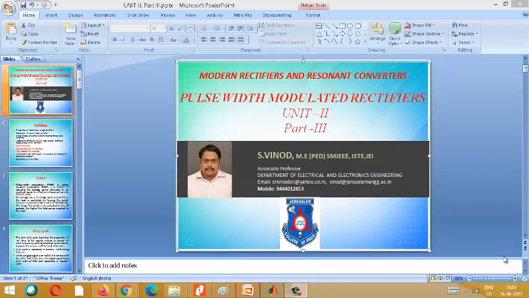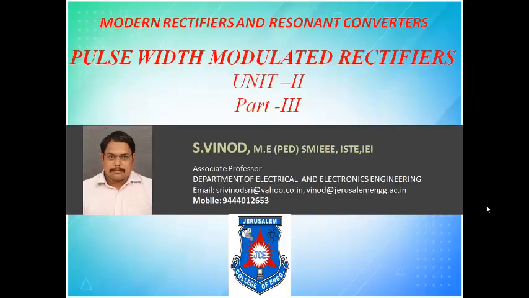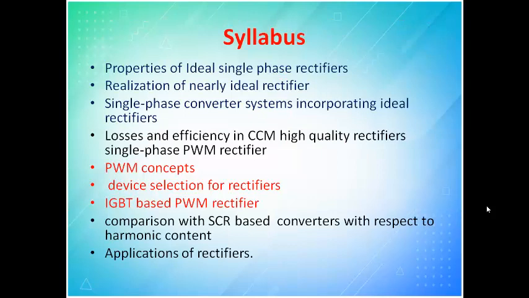So we are dealing with unit number 2 in MRRC. Unit number 2 is with respect to pulse width modulation. Till last class we have seen about the properties of ideal single phase rectifier. Then we have realized the nearly ideal rectifier, then single phase converter system incorporating an ideal rectifier. Then we dealt with the losses and efficiency and all.